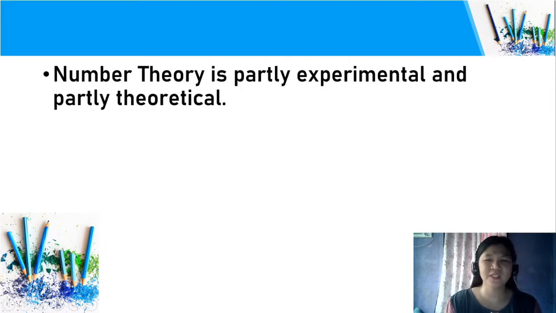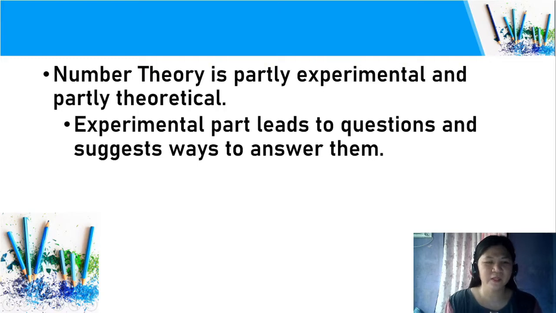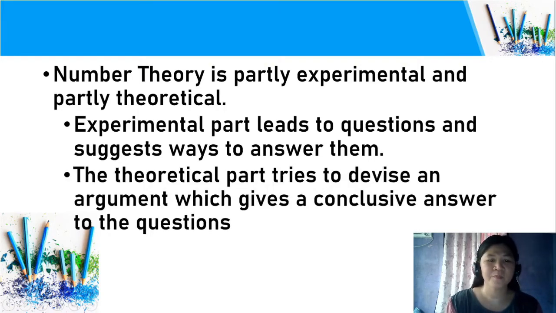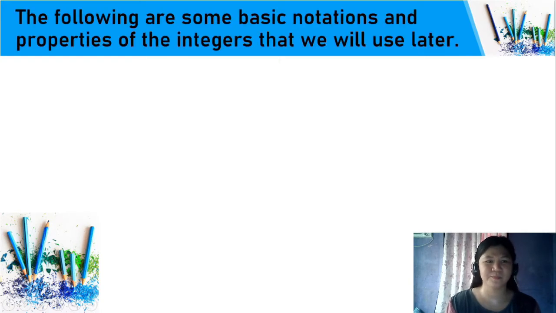Number theory is partly experimental and partly theoretical. The experimental part leads to questions and suggests ways to answer them, while the theoretical part tries to devise an argument which gives a conclusive answer to the questions.